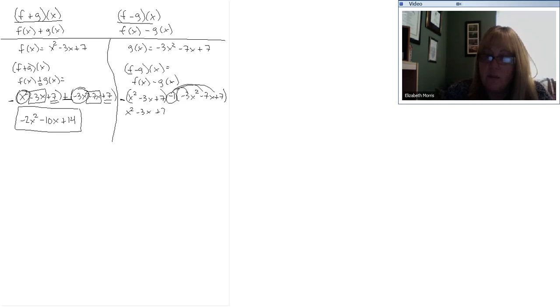Negative 1 times negative 3x squared gives me positive 3x squared. Negative 1 times negative 7x gives me positive 7x. And negative 1 times 7 gives me negative 7. Now I combine like terms. 1x squared and 3x squared is 4x squared. Negative 3x and positive 7x is 4x. And 7 minus 7 is nothing. So there's my answer. So we're still adding, we're just looking at it in a different way.